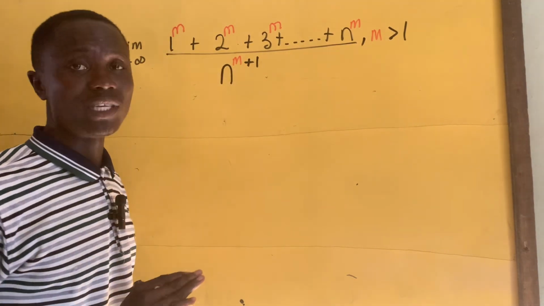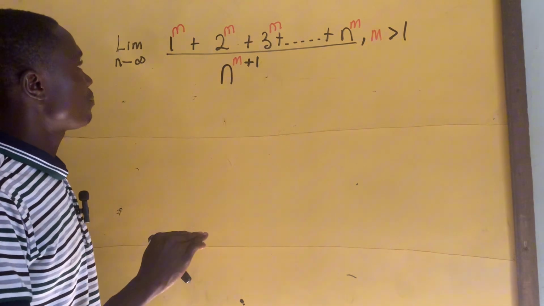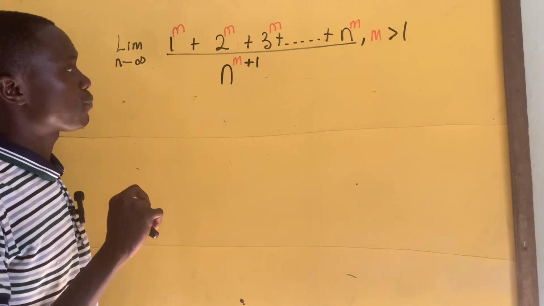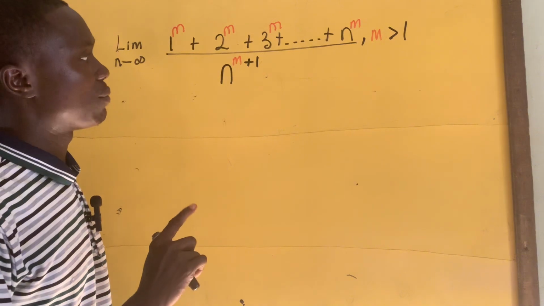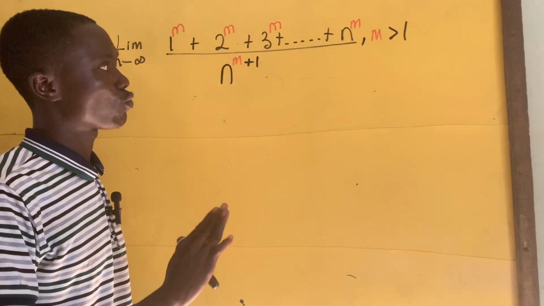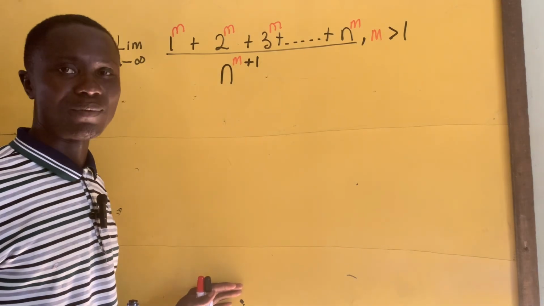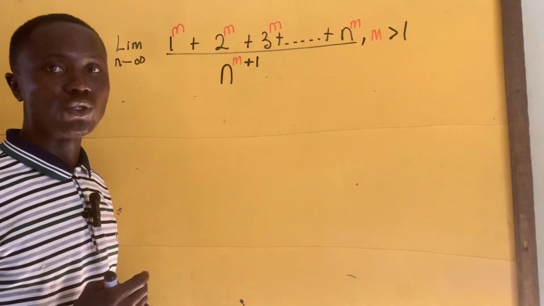Now, let's see how we do this in a very simple way. We have the limit as n approaches infinity of 1 power m plus 2 power m plus 3 power m plus up to n power m, all divided by n power m plus 1, where m is greater than 1. How do we find the limit as n approaches infinity? Let's see how we do this.